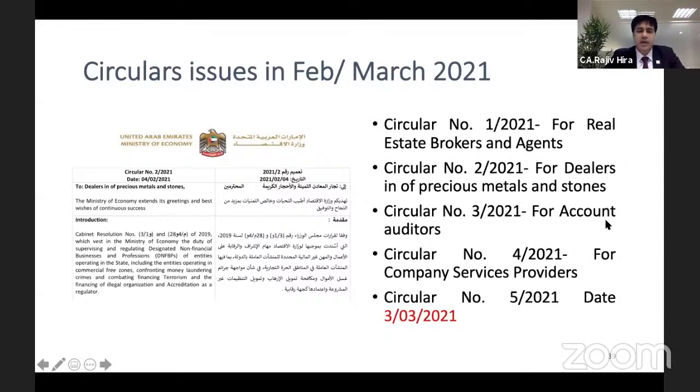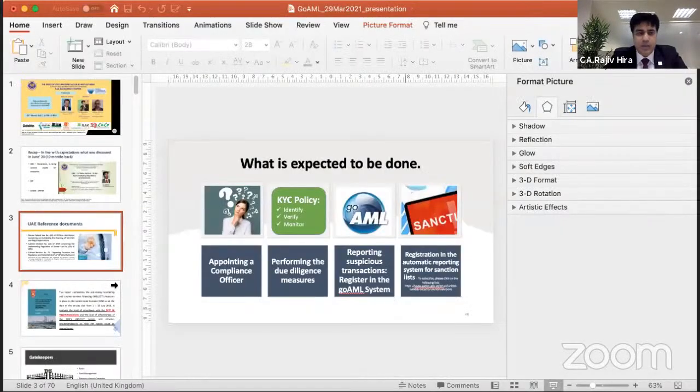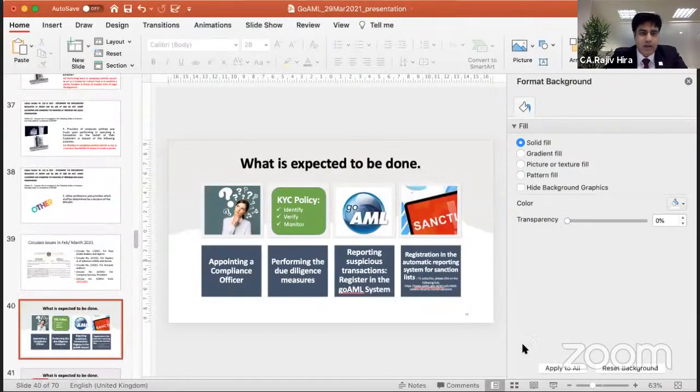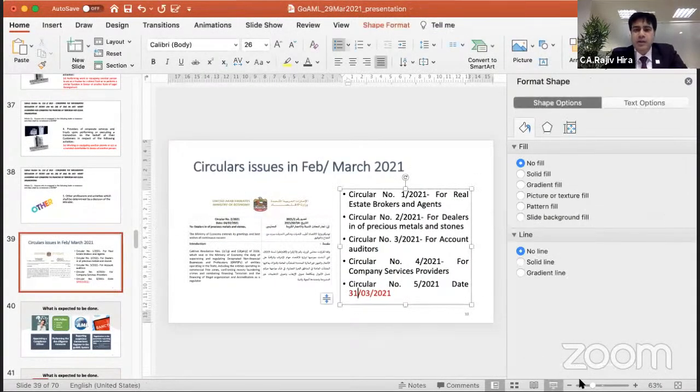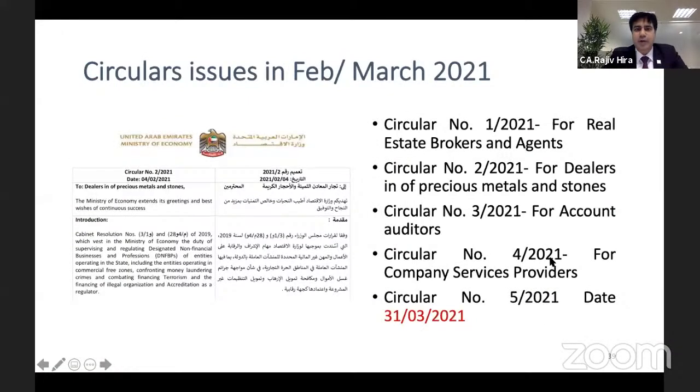And the fifth circular came up and stated the date. It's 31st March 2021, not 3rd March. So maybe I'll correct it here. So it's 31st March 2021. The logic of correcting it is so we know what we are talking about. 31st March is the date to complete some of the actions which are being defined here.